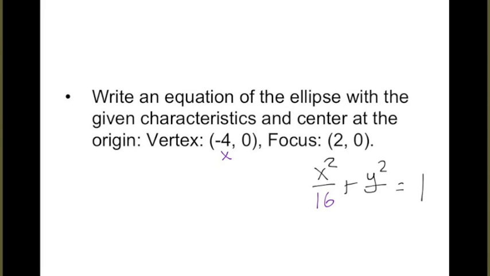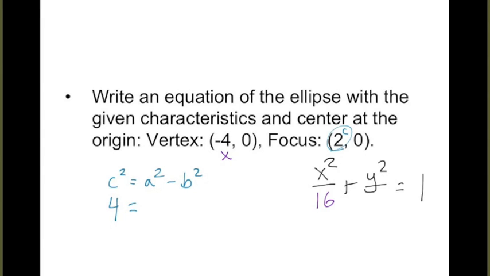But then we're given a focus. And the focus doesn't belong in the equation. The focus comes from that c squared equals a squared minus b squared formula. C is the value of the focus point. So c is 2, which means c squared is 4.